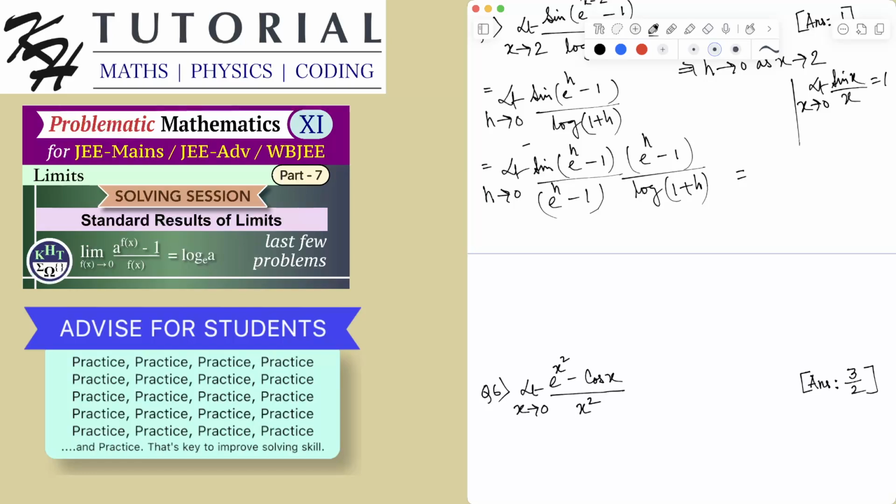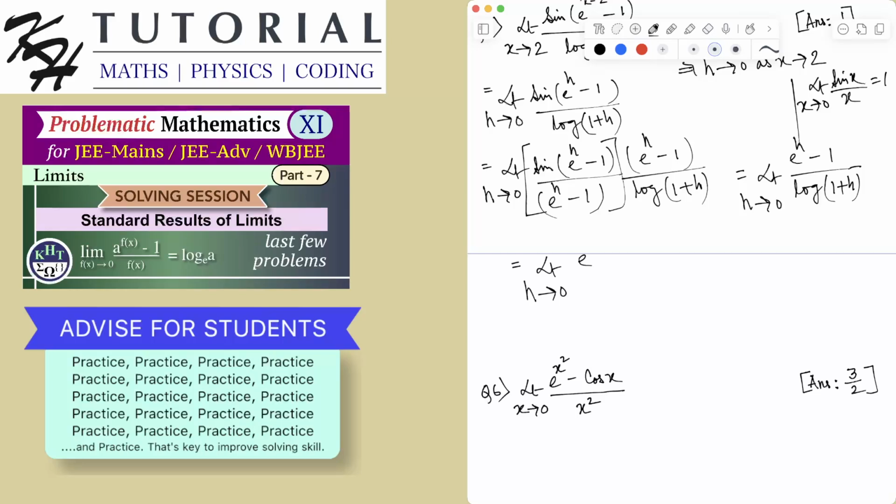This part will be 1, because e to the power h minus 1 is tending to 0 when h is tending to 0. So this becomes now limit h tending to 0 of e to the power h minus 1 divided by log of 1 plus h. Again I see e to the power h minus 1, I will bring an h in the denominator and adjust, and also I see log of 1 plus h.